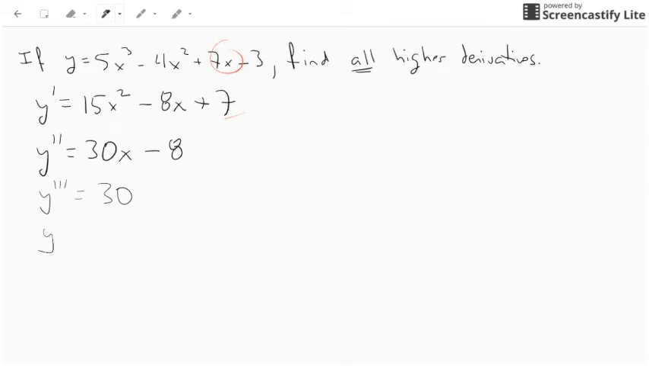And now, remember the notation here, I'm going to put a 4 up in the parentheses, up in the exponent. When I take the derivative of 30, I get 0. And from this point on, they will all be 0. So at this point, as long as n is greater than or equal to 4, the nth derivative of this polynomial function will be 0.